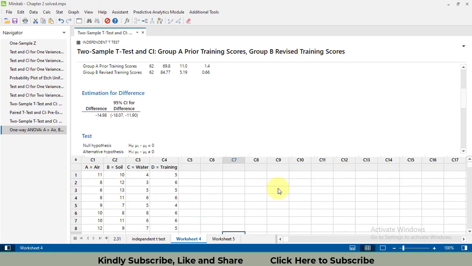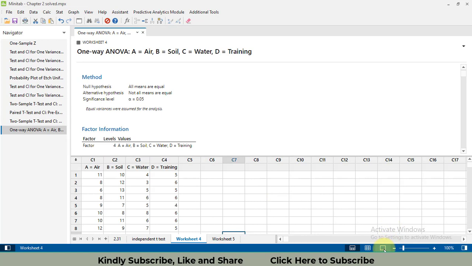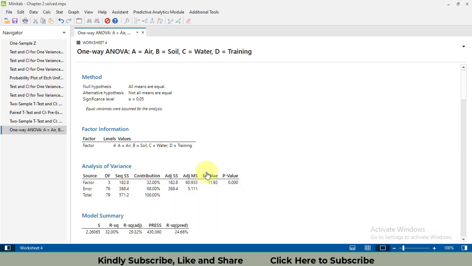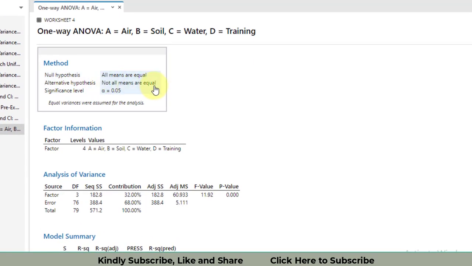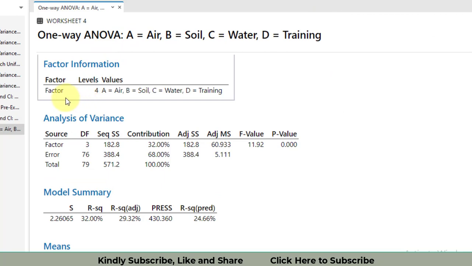For the detail, you can say result, click on this tab, you will get the whole data. So the null hypothesis, all means are equal, and alternate hypothesis, not all means are equal. Significance level taken as 0.05. After that, the factor information, we have 4 different factors with the names air, soil, water and training.